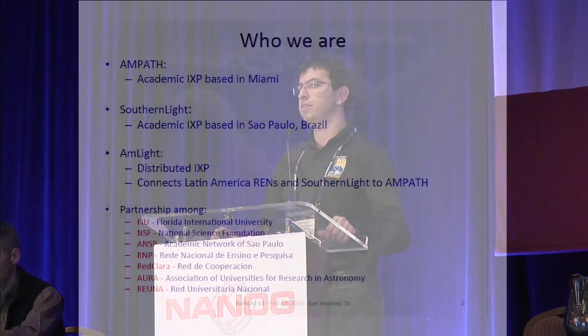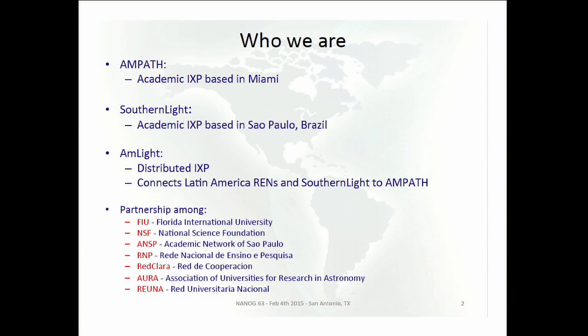So first of all, let me introduce some of the names you're going to see along the presentation. One of the most important is the Empath. Empath is the academic exchange point that is based in Miami, operated by Florida International University. The Southern Light is the academic exchange point that is based in São Paulo, operated by the Brazilian National Research and Education Network and the Academic Network of São Paulo.